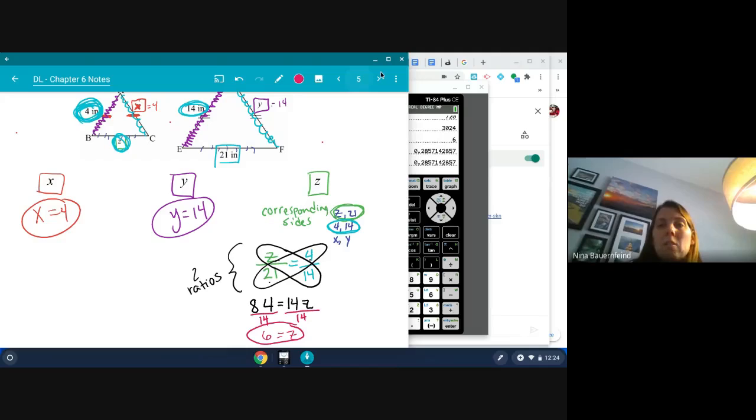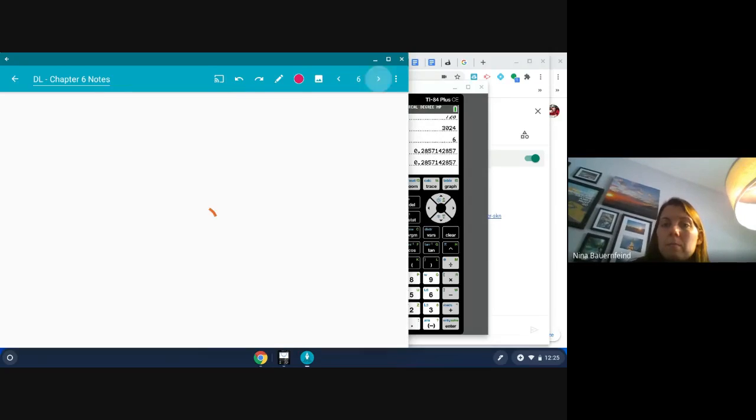Okay. So we'll go through some more examples. You'll see the pattern very clearly, but you need to basically just choose corresponding sides where you have numbers for both and for the letter you're looking for. Okay.